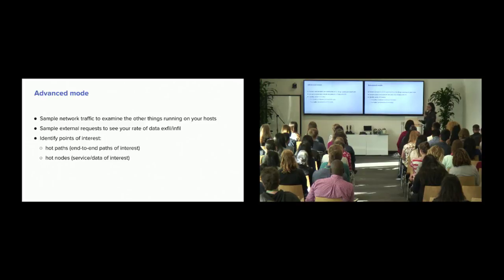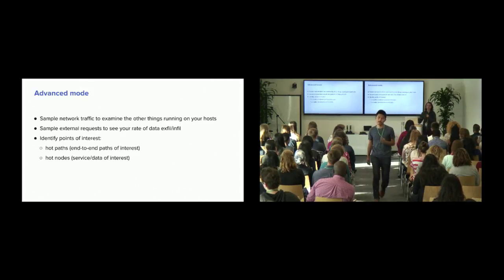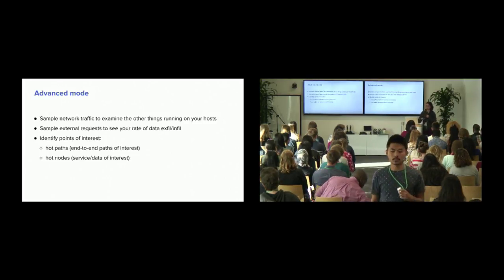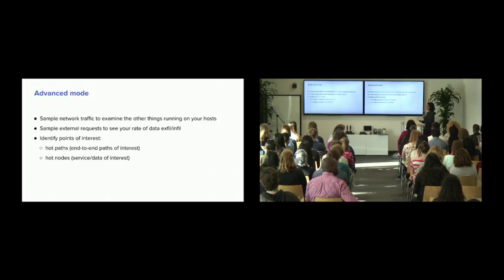Other things might be hot nodes. What I call hot nodes are services or pieces of data that are interesting. So at Square, we have dedicated services storing bank account and credit card information. So we want to know what other services are talking to that particular service, because maybe they're not supposed to, and maybe we need to actually cull our access list for those kinds of services.